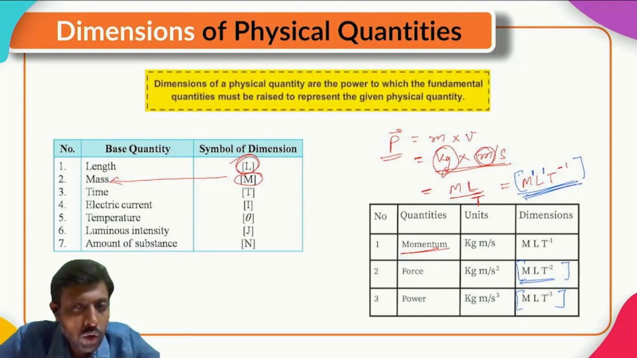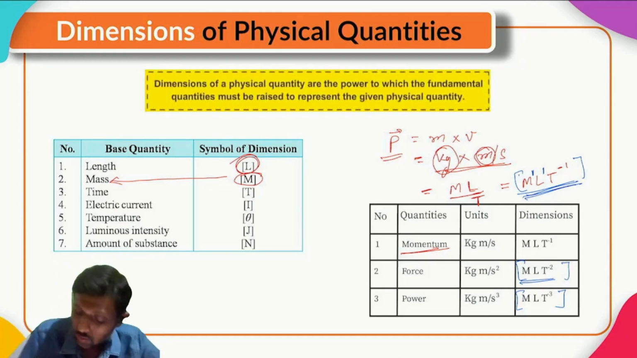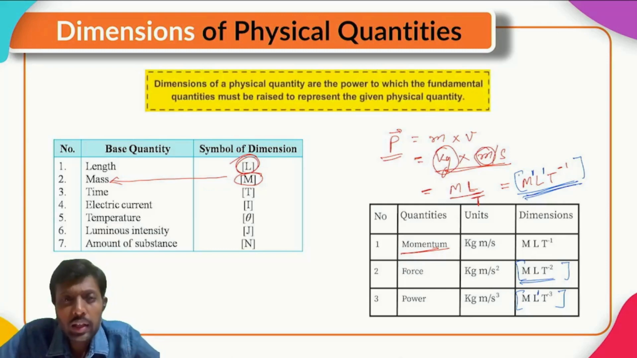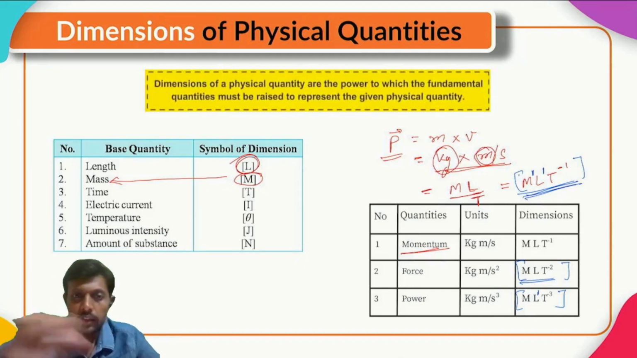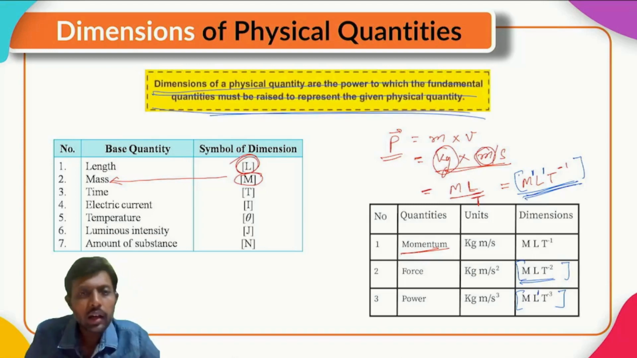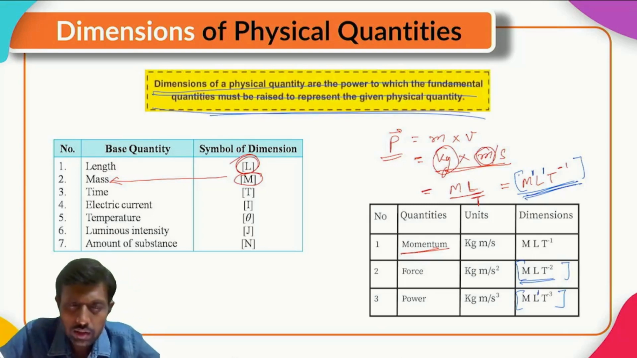What is the dimension of length in power? The dimension of length is 1 in power. As you can see, length is raised to the power 1 here. So that's what dimension is. I'll repeat, the dimension of any physical quantity is the power to which the fundamental quantities are raised. You can read the definition that's given here, and that would tell you what dimension is.